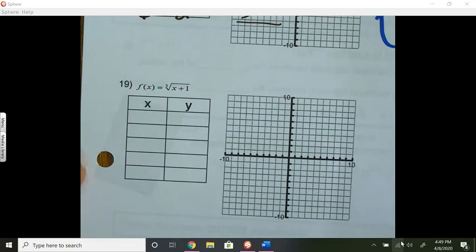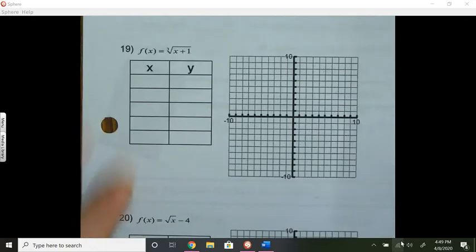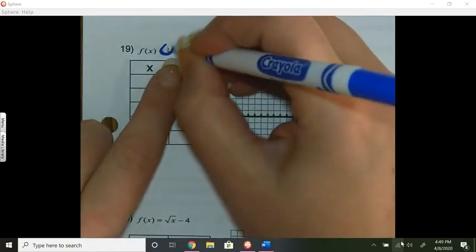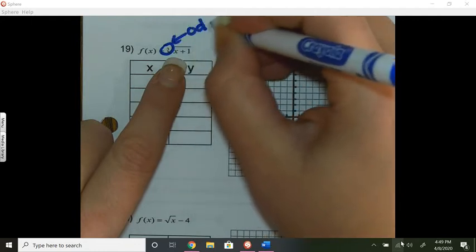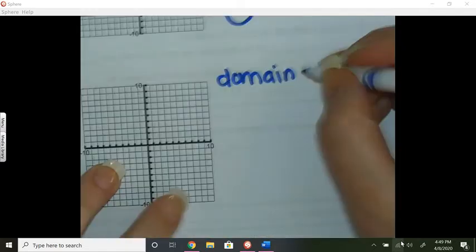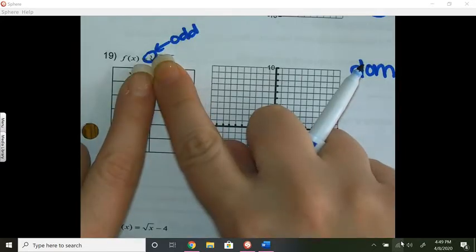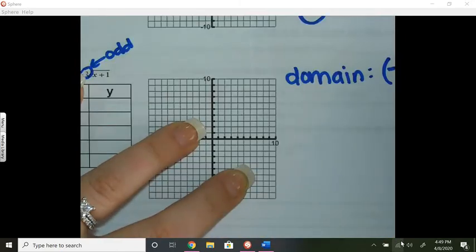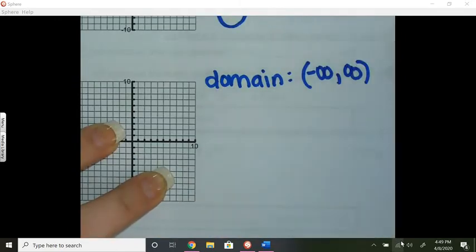Alright, let's go ahead and take a look at the next graph. So the next function we're graphing, the index here is odd. So the first thing we want to do is think about what numbers we're allowed to plug in for x. So that's called the domain. And when the index is odd, we can plug in any number we want, whatever we want.